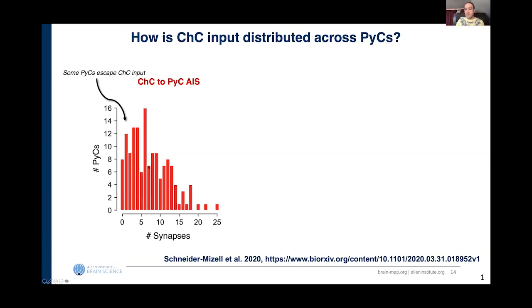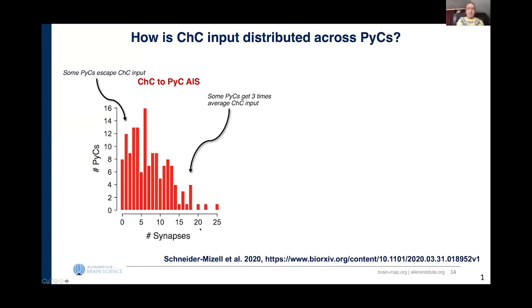which you can see, as some pyramidal cells completely escape Chandelier input. They don't receive any input to their axon initial segment from Chandelier cells. Many receive actually very few, on average 9 synapses, while others receive a lot of Chandelier input.